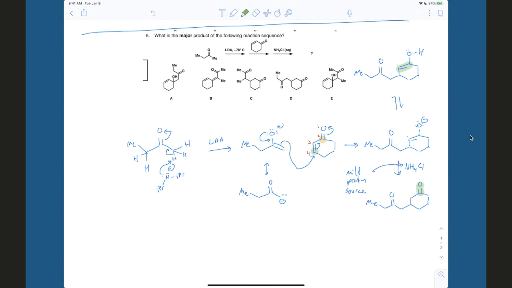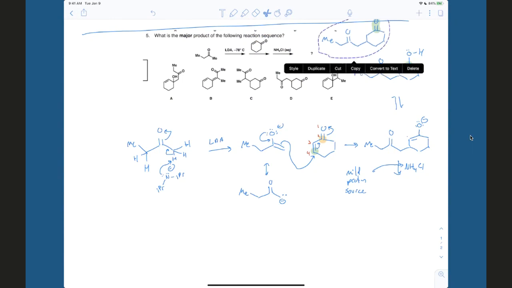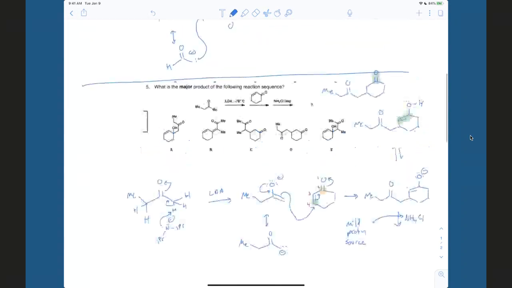Actually, this would be better drawn like this. Moving this here. These two would technically be in equilibrium. If you quench it, it's just going to go back to here. And so with ammonium chloride even, you could have this equilibrium at play, but it will certainly not favor the enol.